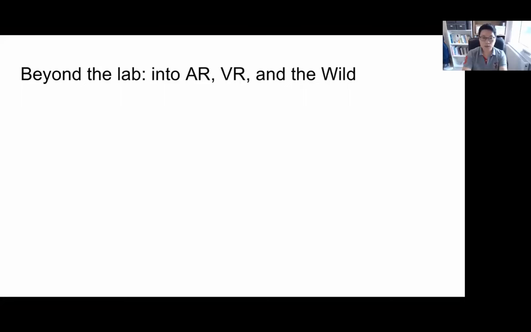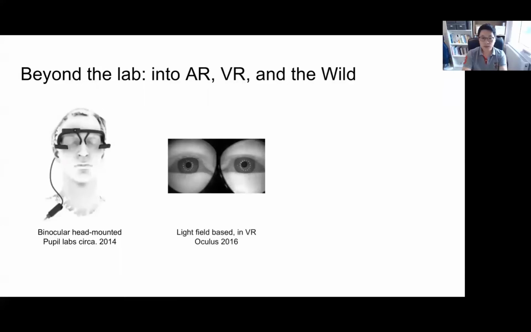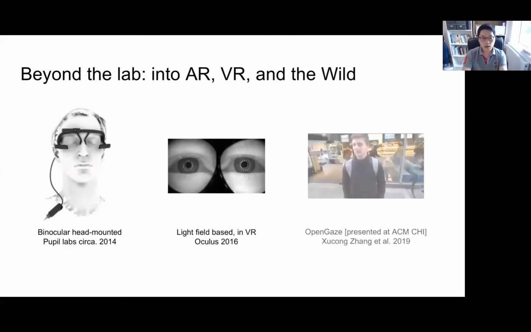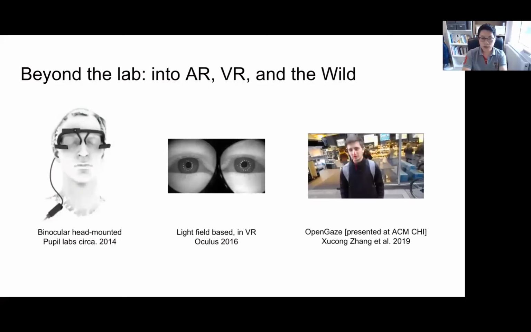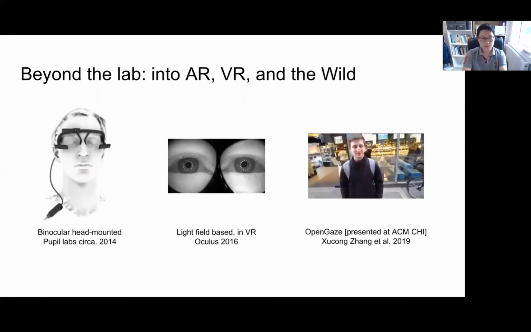More recent trends are attempting to bring the measuring and analysis of eye gaze outside of the lab. For example, mobile head-mounted eye trackers allow for analyzing consumer behavior, for example, in supermarkets. Light field-based methods in devices such as the Oculus Rift allow for foveated rendering in VR. And monocular methods such as OpenGaze allow for in-the-wild gaze estimation. All such novel methods are leading towards the next generation of immersive technologies.